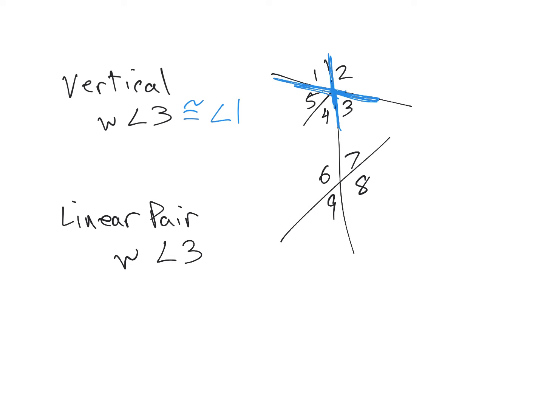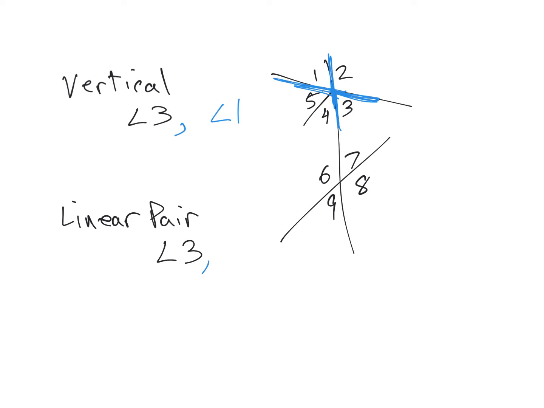I'm lost. With vertical angles? What is the W for? With, sorry. How's that? Is that better? That's better. Okay, so let's do it like this. Angle 3 and angle 1 are vertical angles.